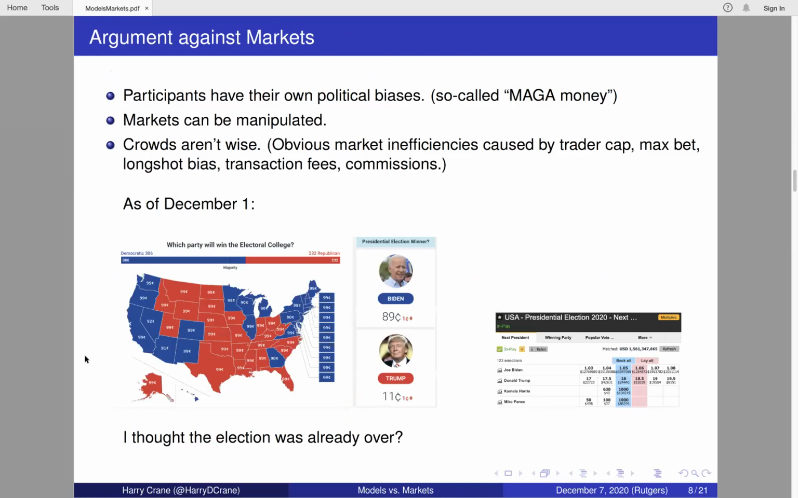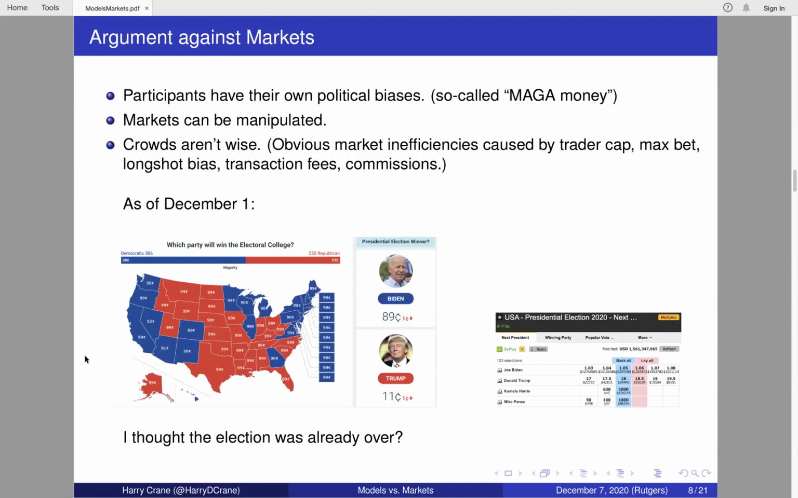And then there are plenty of arguments also against markets. Just like pollsters can be biased, so can the participants in the markets. And there are plenty of people who argue that the participants in these markets have their own political biases, of course, and there's a belief among many, I haven't seen an actual study done on this, that there is just more conservative or more Republican money in the markets than there is Democratic money. I don't know if that's true, but this is what they call MAGA money.